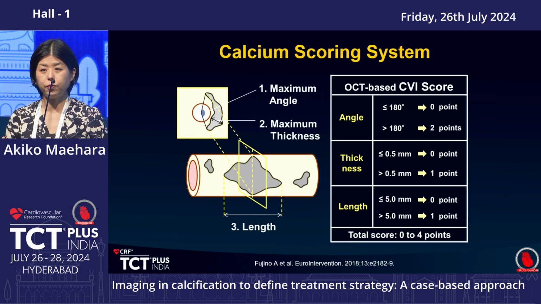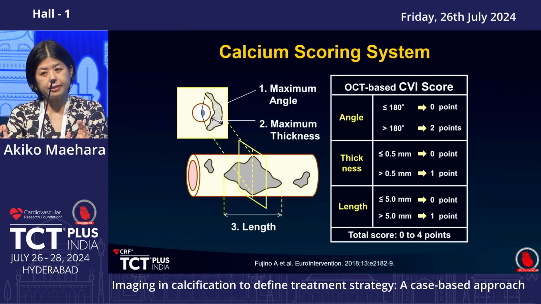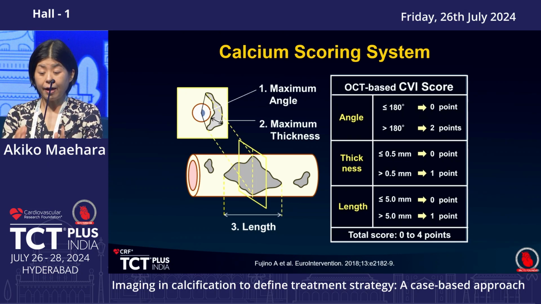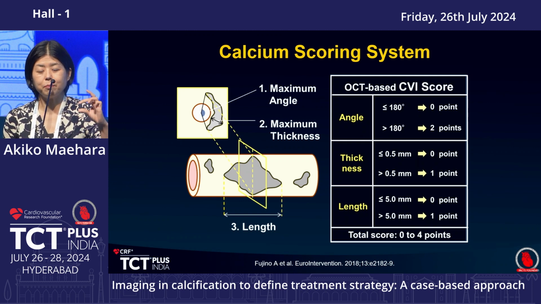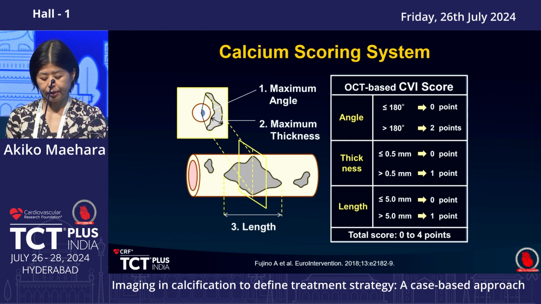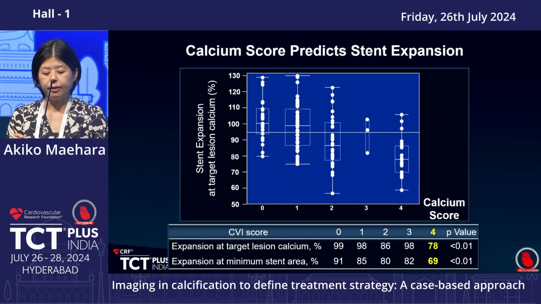Then we make the calcium score because we have to see the entire picture, not only the arc, not only the length, but the thickness. And finally, we developed the score where thickness, arc, and length are important. But after publishing this paper, I thought I made a mistake. Because we're using the maximum thickness of calcium, that's actually a little bit of a mistake. And please consider this calcium score indicating any kind of calcium, including small arc of the calcium. And ultimately, this score worked well. If the score is high, poor stent expansion.